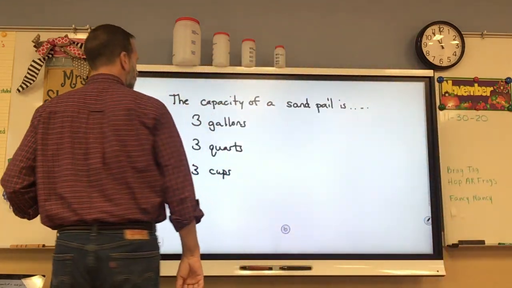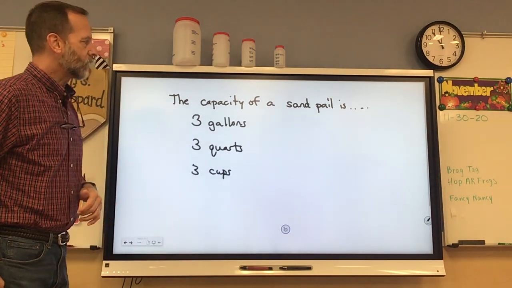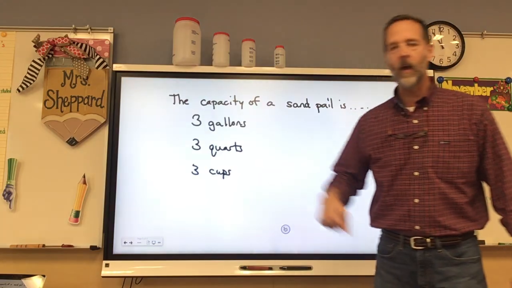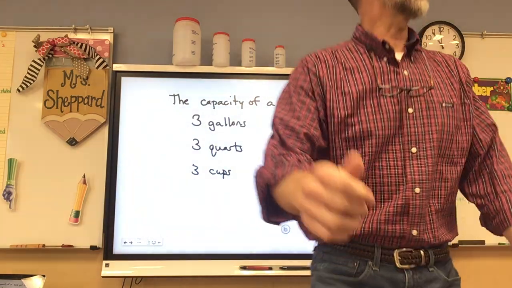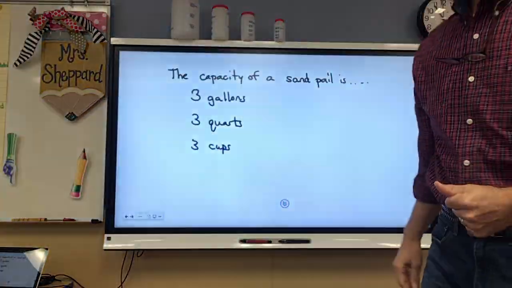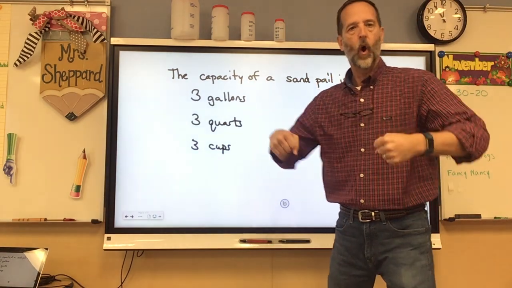All right. Last one that we're going to do, the capacity of a sand pail. If you went to the beach and you had a sand pail with you, okay. There are some sand pails up there. Do you see them up there at the top? They're yellow. That's what I'm talking about. So if you had a sand pail at the beach, what would that hold?